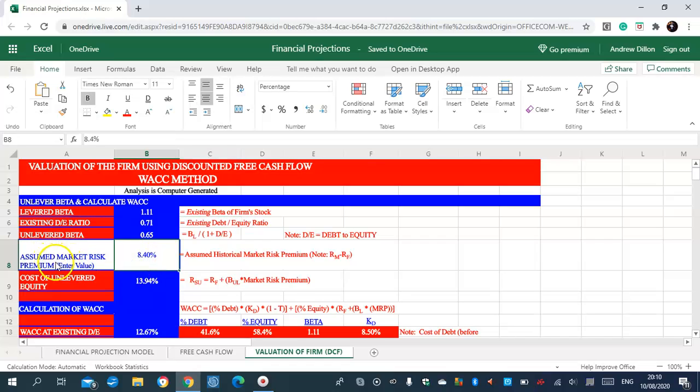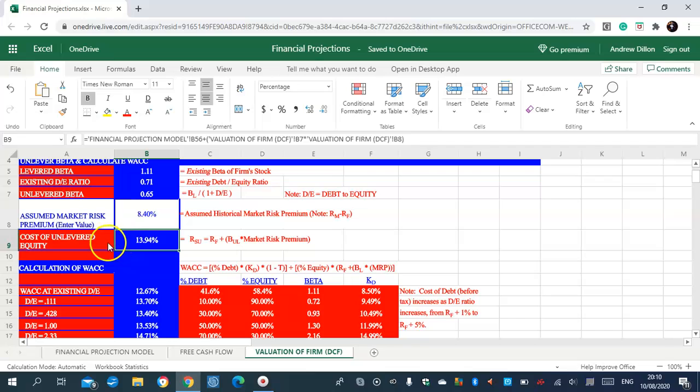Assumed market risk premium is 8.40%. Cost of unlevered equity equals financial projection model exclamation mark B6 plus bracket valuation of firm, two brackets of the DCF, which is discounted cash flow, exclamation mark B7 multiplied by valuation of firm, DCF, exclamation mark B8 bracket. This is the WACC of the existing DE.